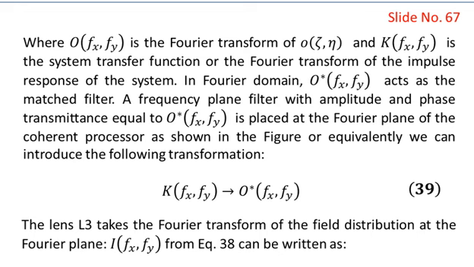A frequency plane filter with amplitude and phase transmittance equal to this. So if we have a filter, which we call a frequency filter, with amplitude and phase transmittance equal to O star as a function of fx comma fy, and it is placed at the Fourier plane of the coherent processor as shown in the next diagram, or equivalently we can introduce the following transformation. So you see that the filter is placed here, at the location of the transfer function, that is, the transfer function will be replaced by O star, the complex conjugate of O at the frequency plane.